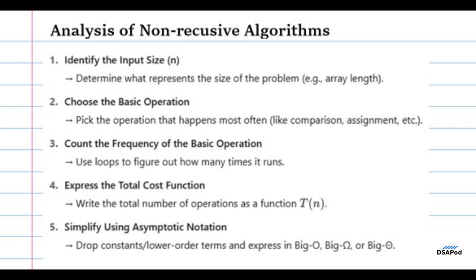And finally, it's all about standardization. You simplify that function using standard forms, like big O, big omega, or big theta. This is where you drop all the little constants and smaller terms. Why? Because what we really want to know is how the algorithm holds up when n gets huge. That's what reveals its true efficiency at scale. Following this 5-step sequence provides the definitive mathematical framework for understanding and communicating any non-recursive algorithm's performance.